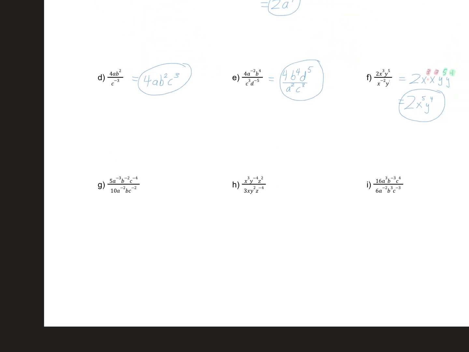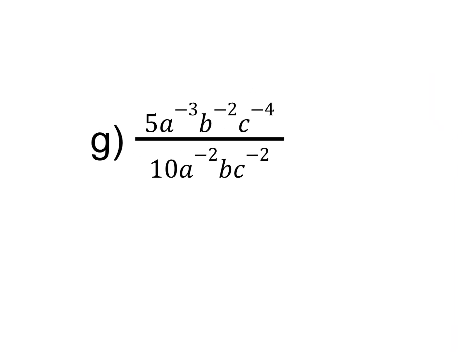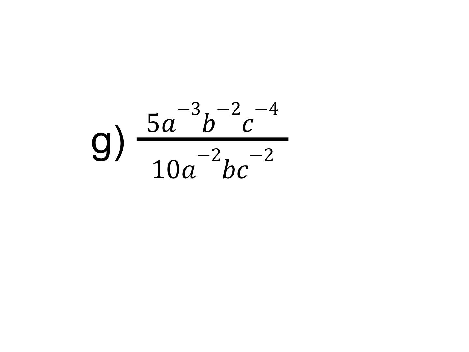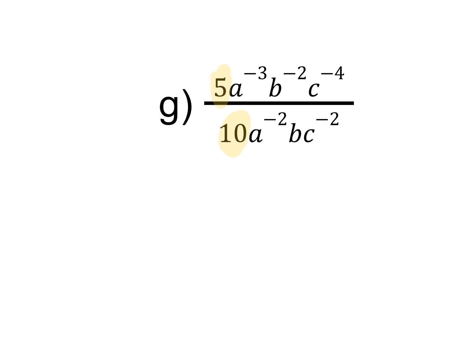All right, these ones look like there is a ton of work to do, but I think these are going to be quicker than you think. So let's take a look at G together. First thing I notice is I have a coefficient in the numerator and the denominator. That's great. So 5 divided by 10. You might remember with fractions, I'm going to write off to the side here, we can think of this as just 5 divided by 10, so let's not look at the variables for now.